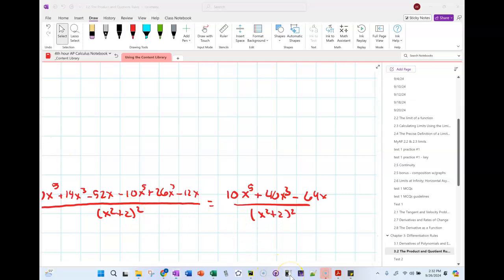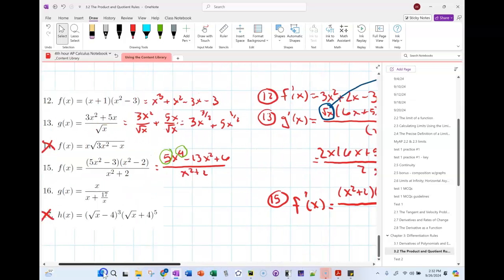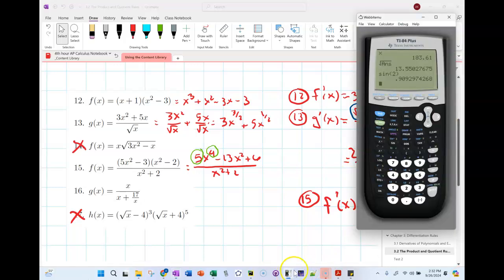Do you have your calculators with you? Yes. Pull your calculator out for a moment. Let's do this real quick. Because this is a problem where the simplification got pretty messy, right? Let me show you guys how to check your answer.